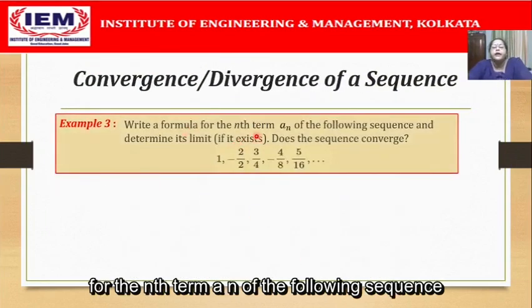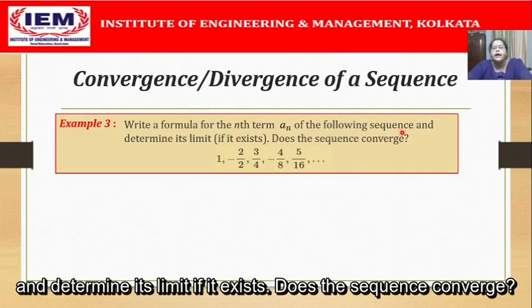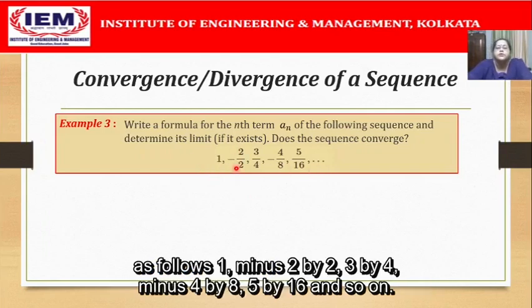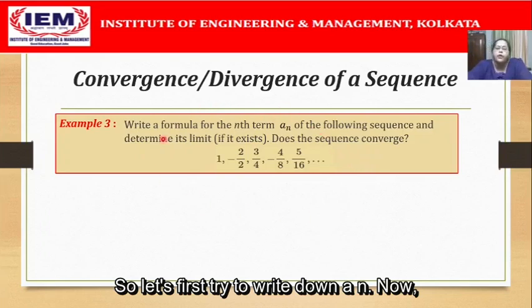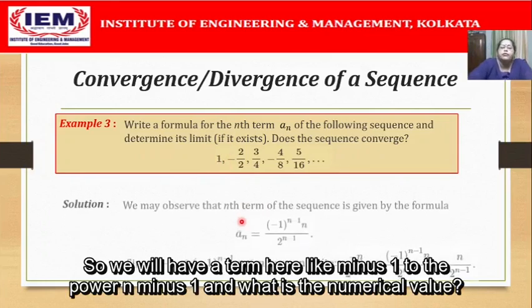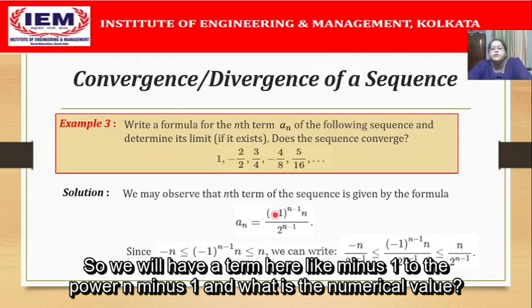Write the formula for the nth term a_n of the following sequence and determine its limit if it exists. Does the sequence converge? So what is the sequence? The elements are as follows: 1, -2/2, 3/4, -4/8, 5/16, and so on. So let's first try to write down a_n. Of course, we can easily observe that the terms are alternately positive and negative. So we will have a term like (-1)^(n-1). And what is the numerical value?